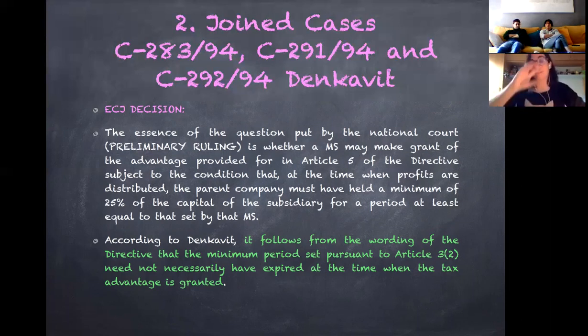According to Denkavit, the parent company, it follows from the wording of the directive that the minimum period set pursuant to Article 3.2 need not necessarily have expired at the time when the tax advantage is granted, but it can also be considered in advance, so in the future. Maybe at the moment that we are asking for the exemption from the withholding tax, we had not complied with the 2 years or the 12 months in this case, but we can also make a promise to comply with it in the future.